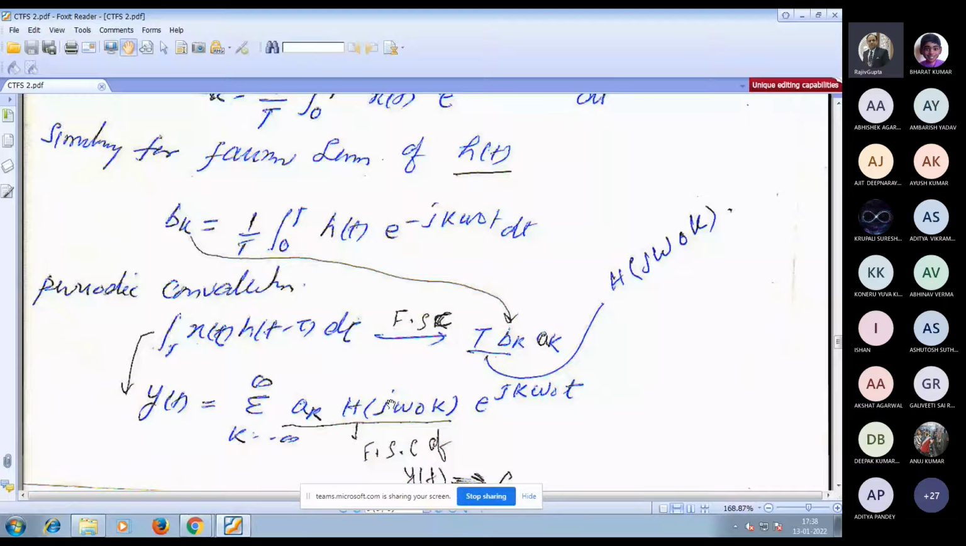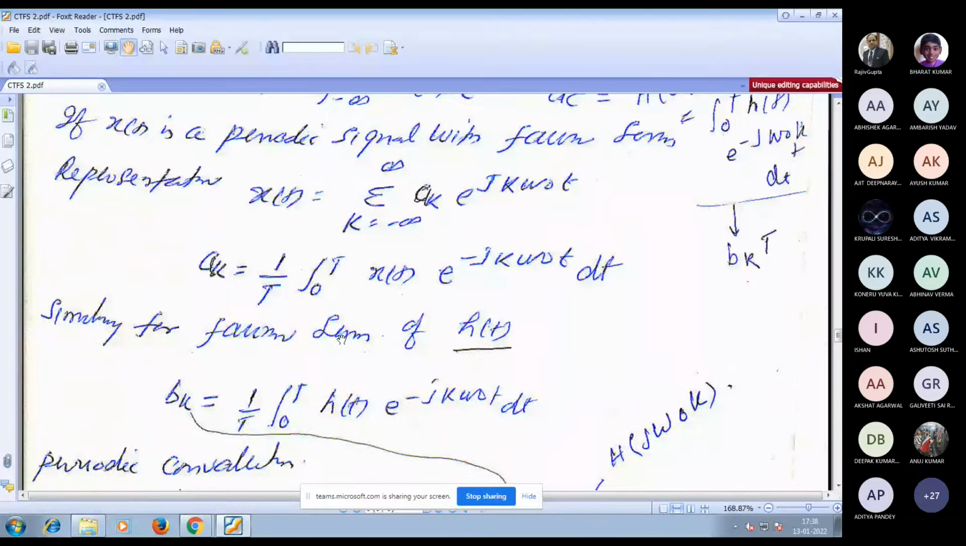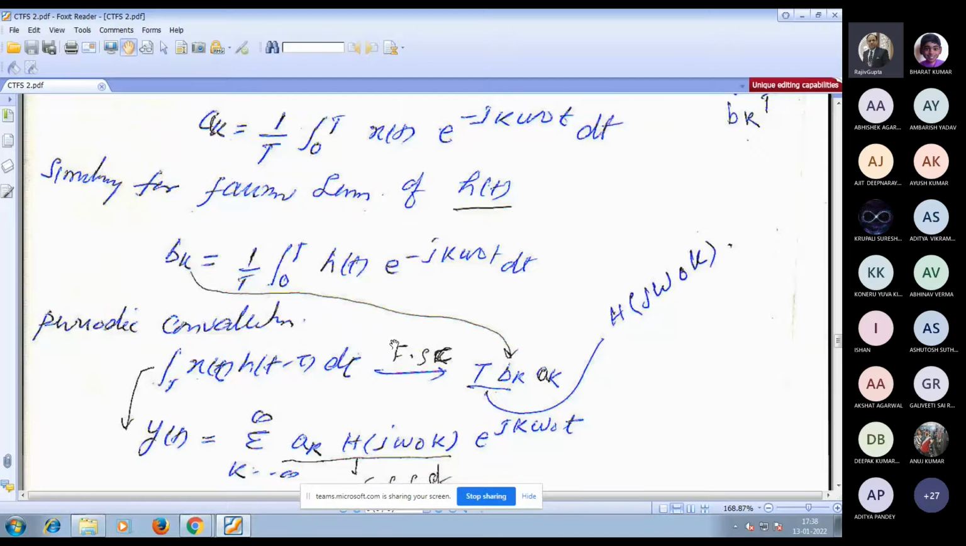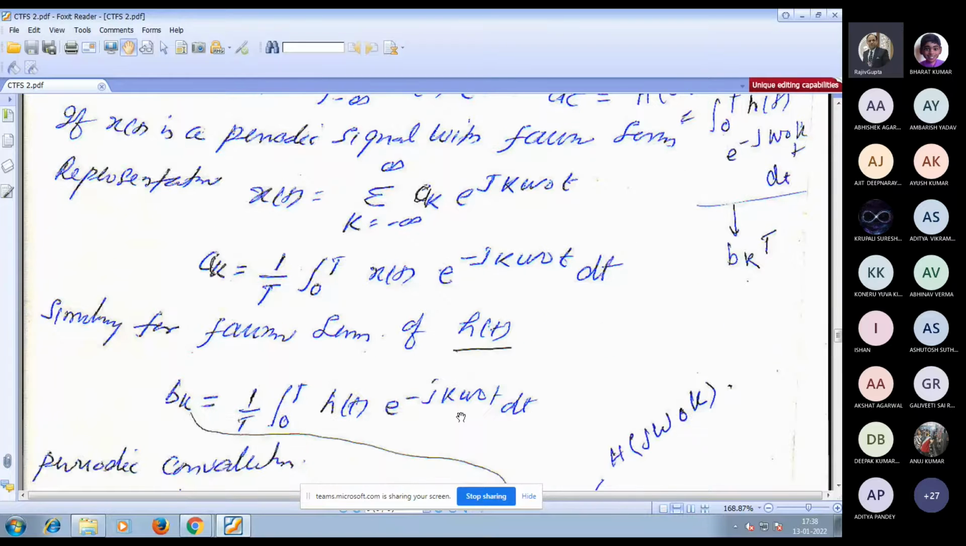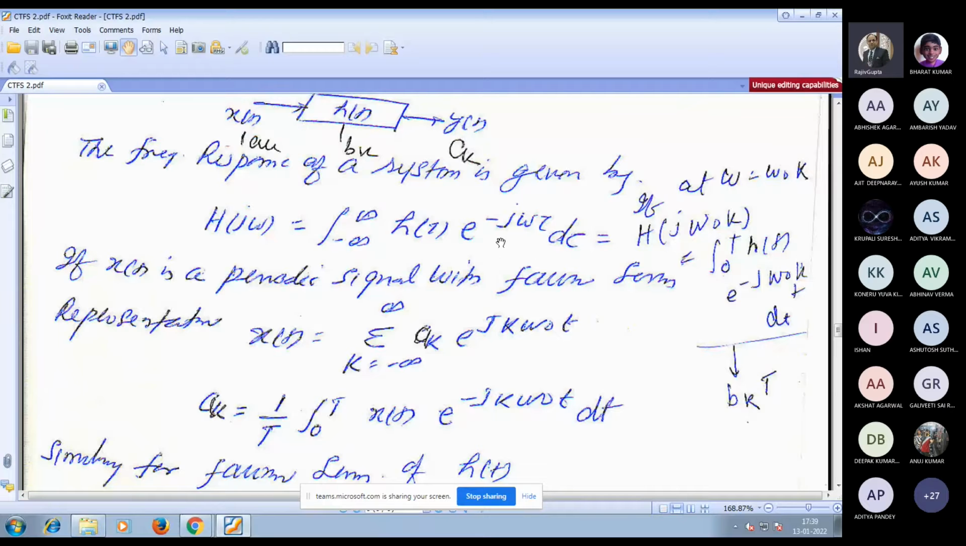Because ak you already know, it is written here. Okay. And about bk, it is this. And how do you want to relate this term? I will relate it to the impulse response. Here you can see a term e to the power minus j k omega naught t, and here the term is only e to the power minus j omega tau. So if I put this omega as omega naught k, I will have the same term.